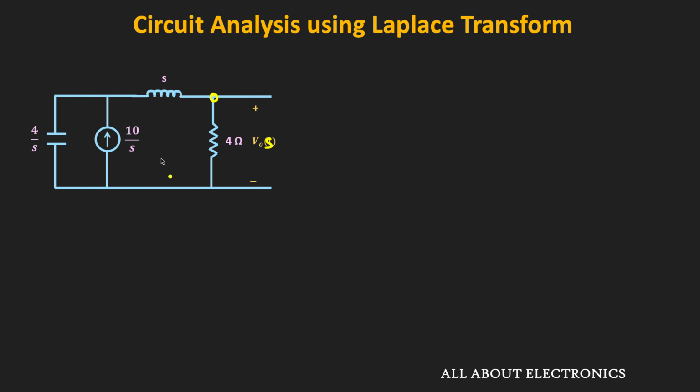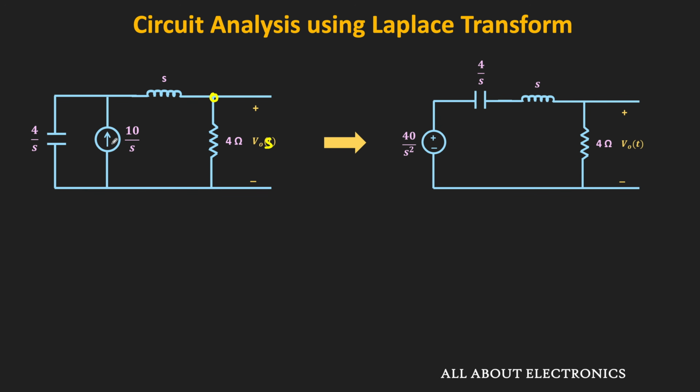As you know, in the source transformation, when we convert the current source into the voltage source, this impedance will get multiplied with the current source. So in this case, that is equal to 4 by S times 10 by S, or that is equivalent to 40 divided by S square. That means this is the equivalent voltage source. And since the current is flowing upwards, the positive terminal of the voltage source will be at the top side, while the negative terminal will be at the bottom side. And this impedance will come in series with this voltage source. So this is the equivalent circuit after the source transformation.